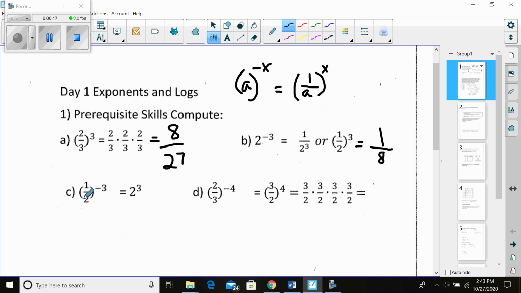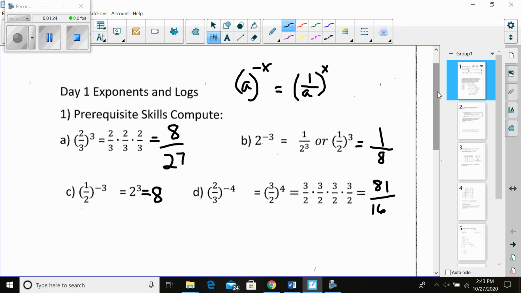And it should not surprise you, if you look at B and C, notice how the bases in B and C are reciprocals of one another, right? So if the answer in letter B is 1/8, then this is the reciprocal, so it should not surprise you that the answer is 8. And again, following this rule, take the reciprocal of the base, raise it to the 4th, and we should get, let's see, 81 over 16.